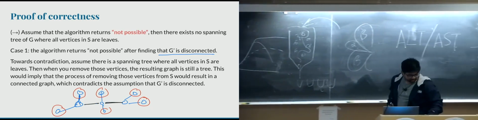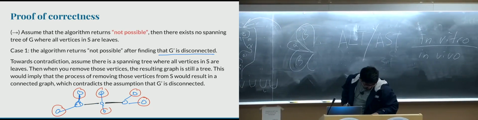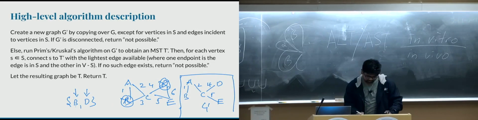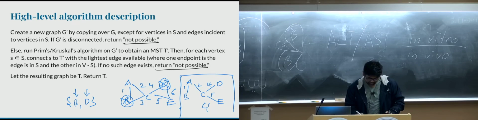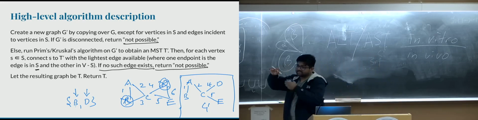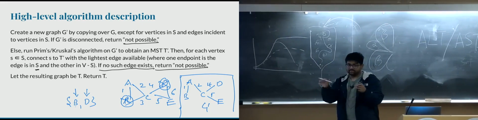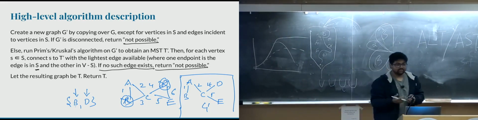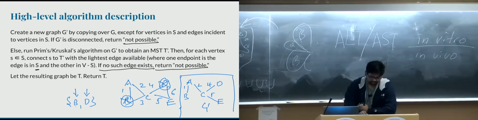Okay, let's take a look at the algorithm again. So the first not possible was here, and the second not possible was here. What we are saying is, if no such edge exists for any of the vertex in set S, it means we have found a vertex S such that there is no way of connecting it to the MST that we have created from G prime. In that case as well we return false, not possible.